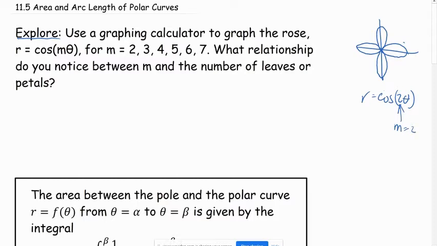So what I'd like you to do is go ahead and graph the same thing with m equals 3, then m equals 4, then m equals 5, m equals 6, m equals 7. So for example, you're going to have r equals cosine of 3 theta, and then r equals cosine of 4 theta, and so on and so on. And see if you can recognize a pattern between how many petals there are and what m is. So go ahead and pause your video and try producing a few of those graphs, and press play when you're ready.